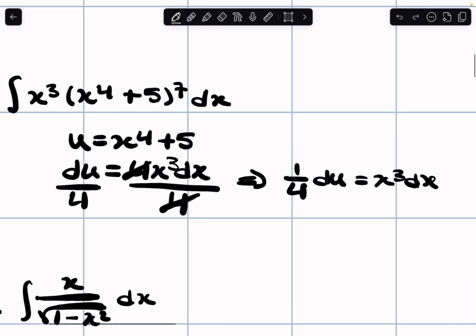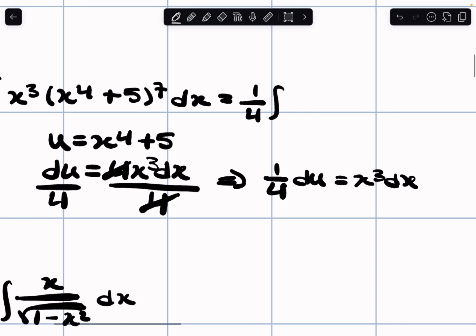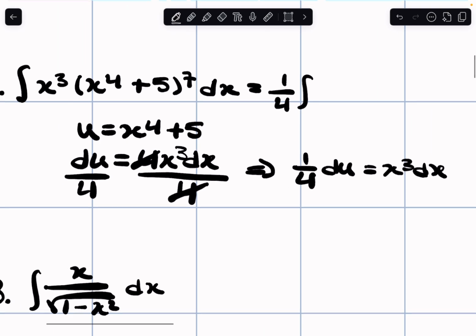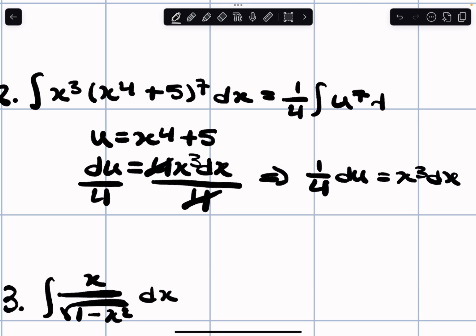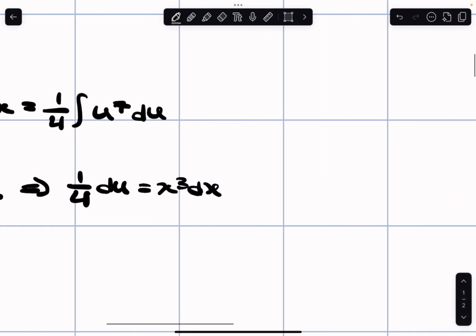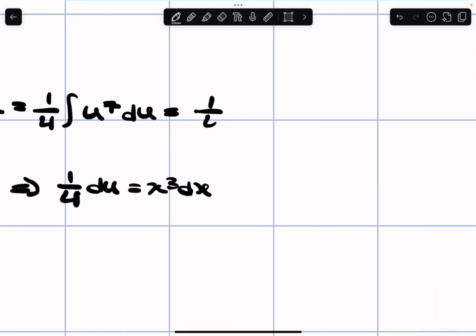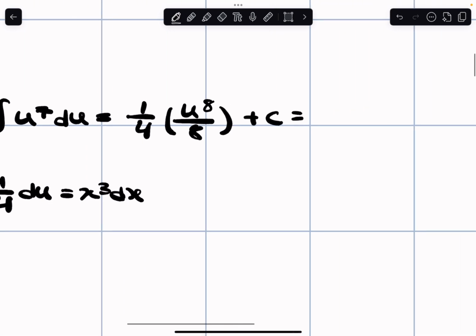So when we rewrite this, we can take the 1/4 out because that's a constant. And we can just replace x cubed dx with 1/4 du. We already took the 4 out. And then we would just do u to the 7th du. And then this would be 1/4 times u to the 8th over 8 plus c, which is equal to u to the 8th over 32 plus c.